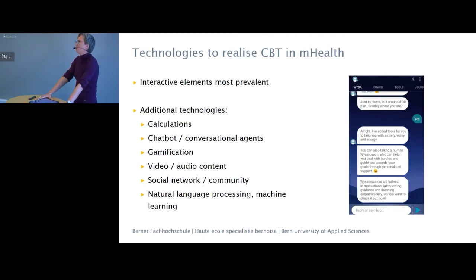So we found out that interactive elements implemented in these mental health apps are most prevalent. What do I mean with interactive elements? This means, for example, automatic question answering. So as a user, I can ask questions to the system, for example, to a chatbot, and the chatbot will answer my questions.